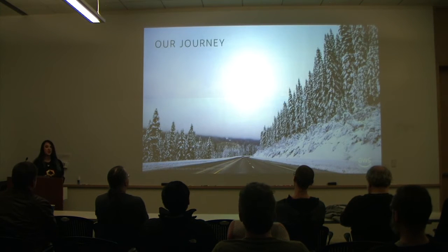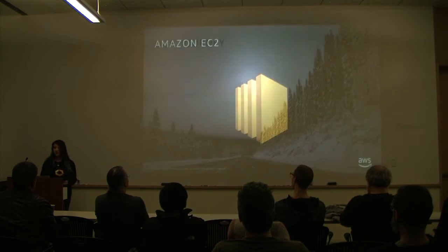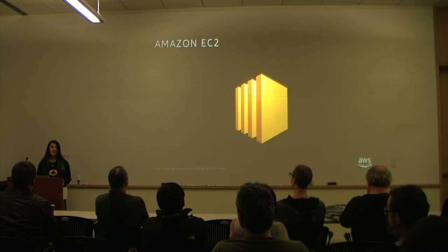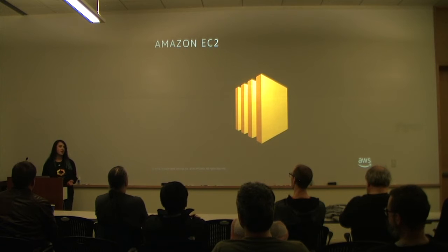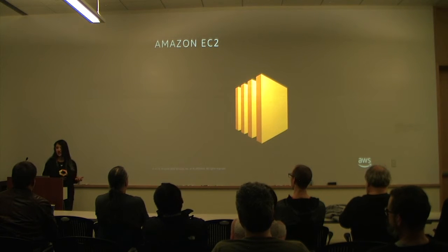So I want to start a little bit with our journey. So let's start with Amazon EC2. So before we had any container services at AWS, people would go and package their application and run it along with their operating system into what we would call an Amazon machine image, which is also AMI for short, depending on how people like saying it. And then they would just run that on EC2.